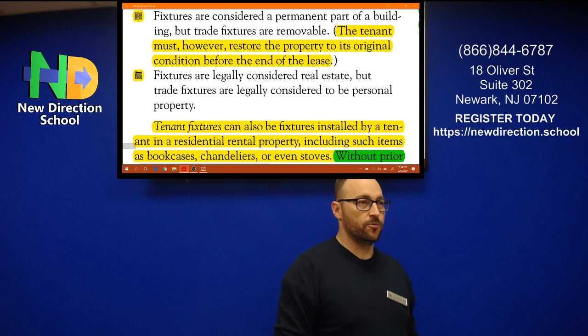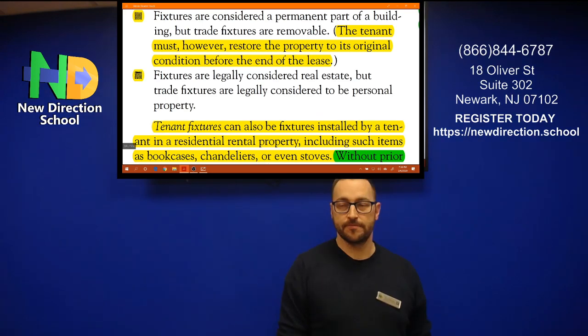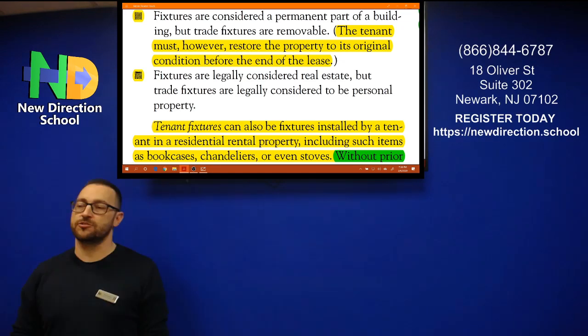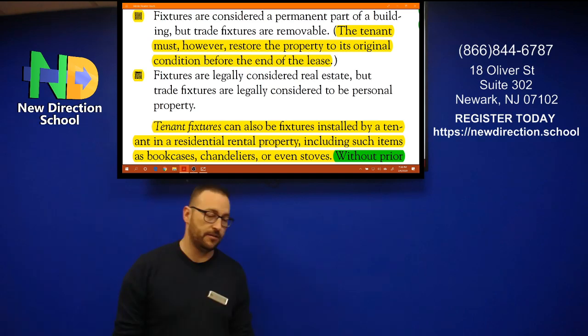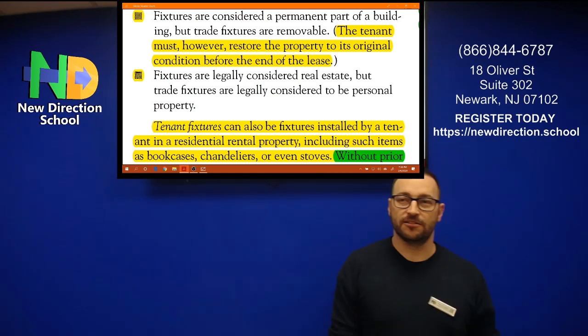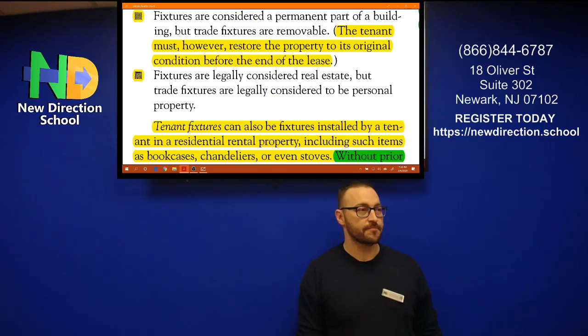Now, we're done with business. Let's go to residential. Regular tenants. Tenant fixtures can also be fixtures installed by a tenant in a residential rental property, including such items as bookcases, chandeliers, or even stoves. You can install whatever you want on my property. Totally up to you. But here are the keywords for the state exam and real life. Please highlight, underline, put stars.